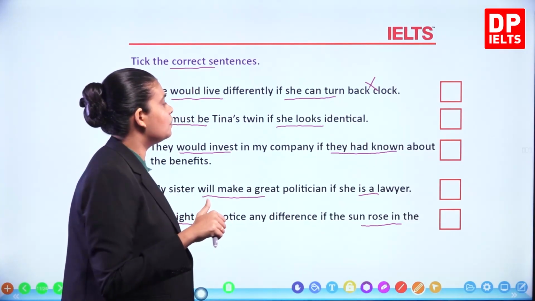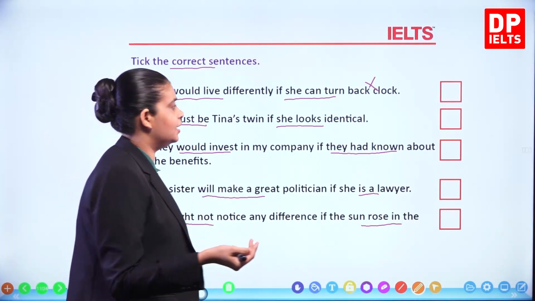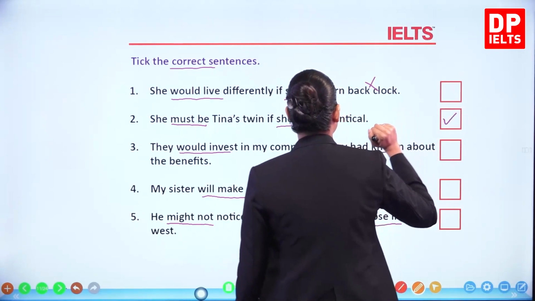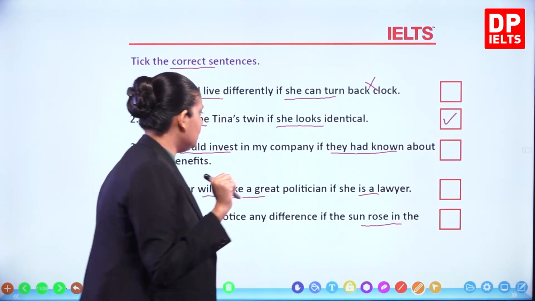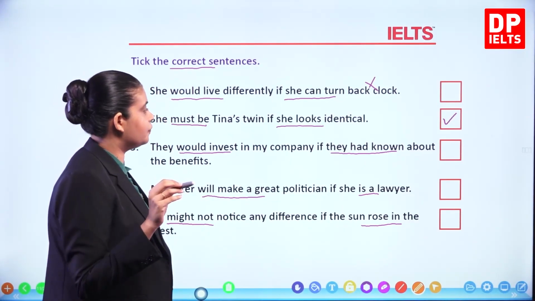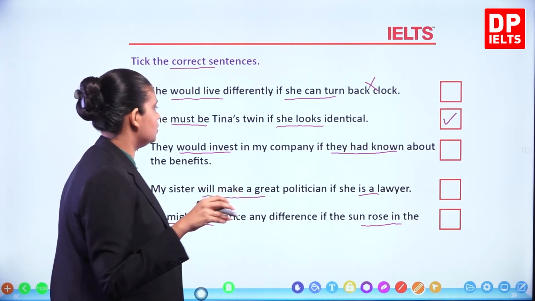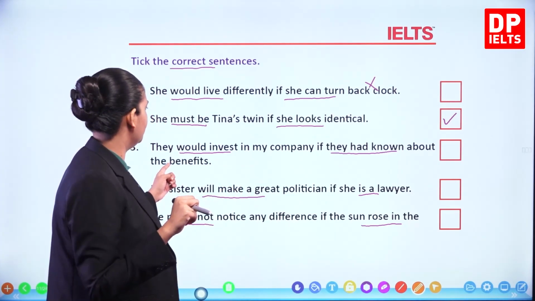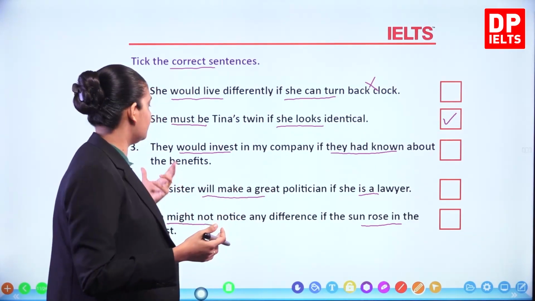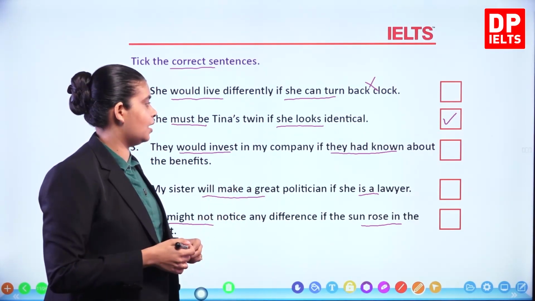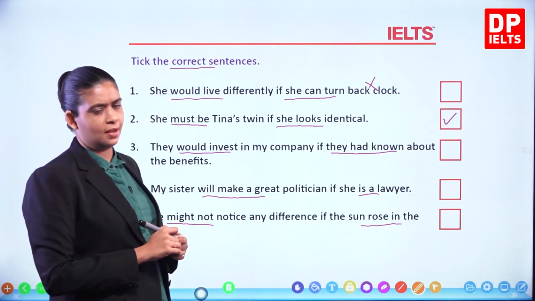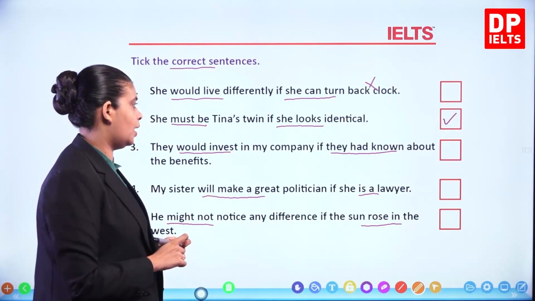She must be Tina's twin if she looks identical. I think that's fine. Okay, something very likely to happen, so the present tense is used. That's fine. They would invest in my company, right? If they had known about the benefits. Obviously, if someone wants to invest, they would invest in my company if they know about the benefits. Something very likely to happen.